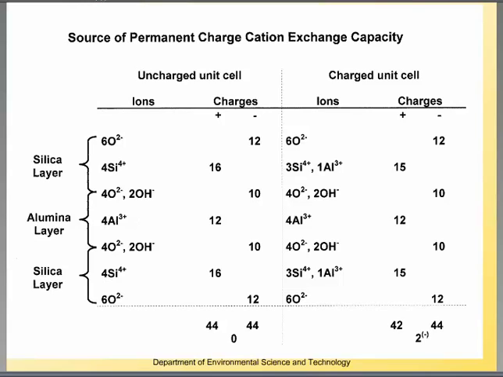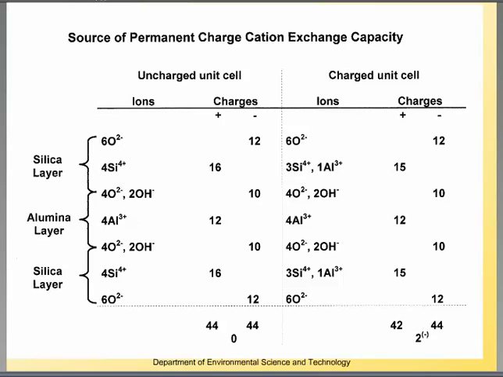In this case, the silica layer is bonded to the alumina layer by the sharing in common of these 4 oxygens. And this silica layer is bonded to this alumina layer by the co-bonding of these 4 oxygens. So silica sheet, alumina sheet, silica sheet bonded together by sharing in common some ions. And this is the unit cell from the top to the bottom if we were to slice through it.